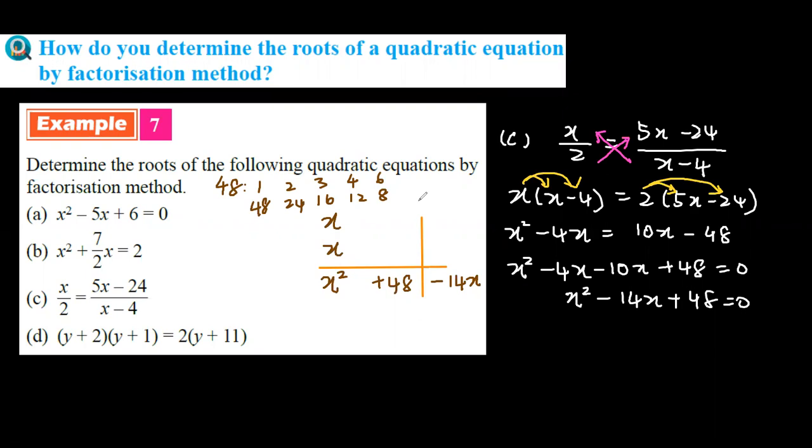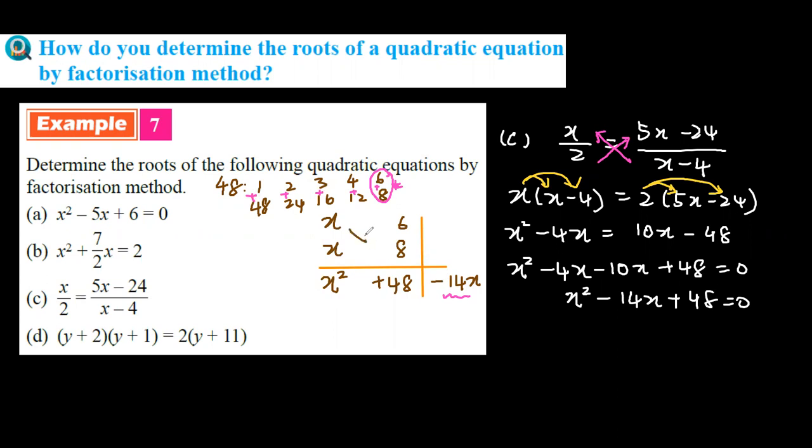How to choose the correct combination depends on 14. We want to get 14. When we add these numbers later, we want to get 14. So which combination can give you 14? Apparently 6 and 8 can give you 14, right? So we use 6 and 8. 6 plus 8 to get 14.